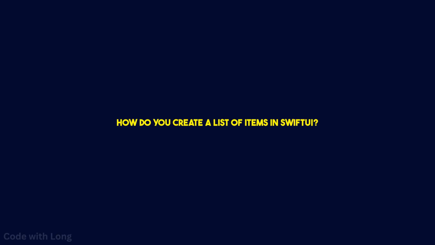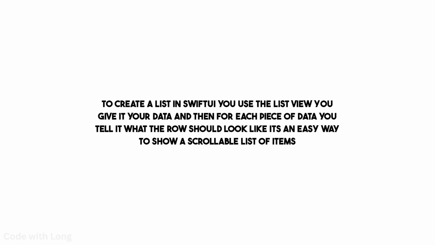How do you create a list of items in SwiftUI? To create a list in SwiftUI, you use the List view. You give it your data, and then for each piece of data, you tell it what the row should look like. It's an easy way to show a scrollable list of items.